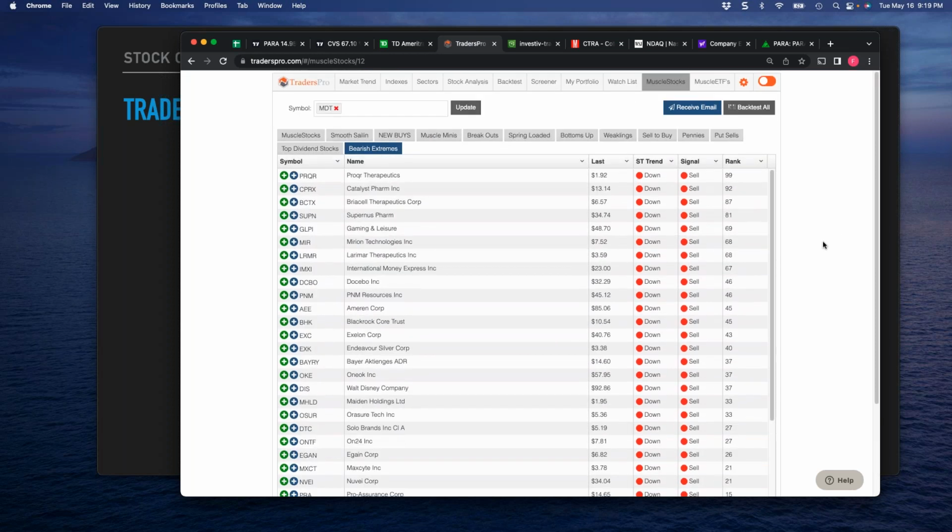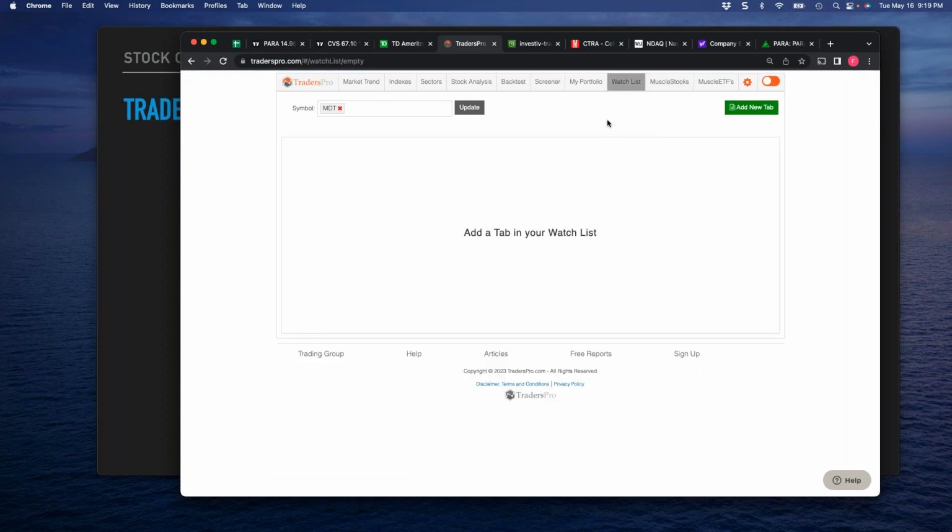So those are some of the scans that you can use to start to get things rolling. You can also do some things in building some of your own screening tools. There's a lot of other information here. One of the things that I really like about Traders Pro is the ability to create my own watch list. Now, I don't have any here. I've actually removed all of the previous watch lists that I've kept so that I can demonstrate how to create a brand new watch list.